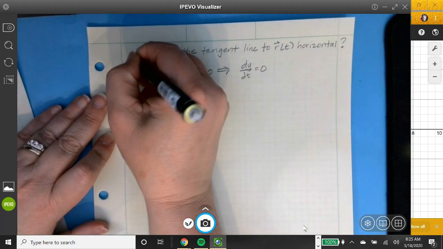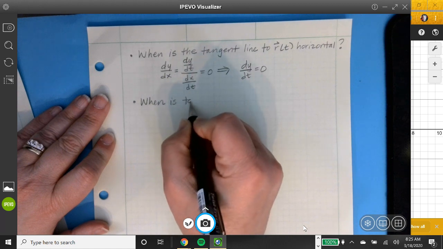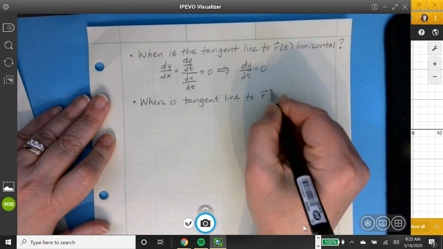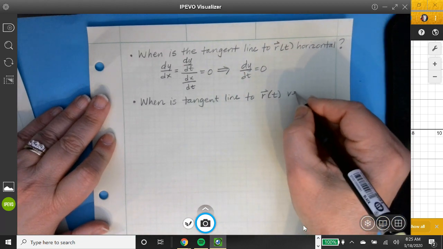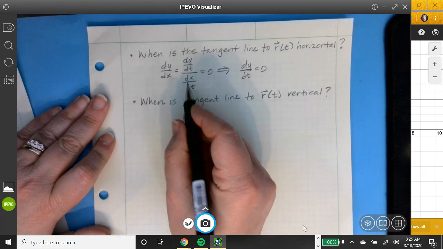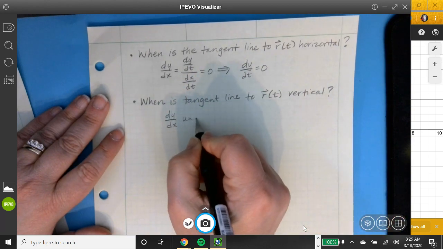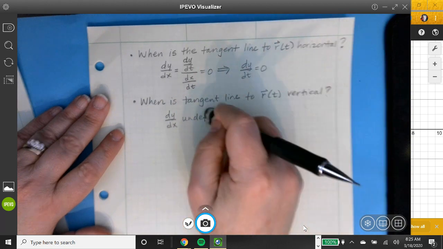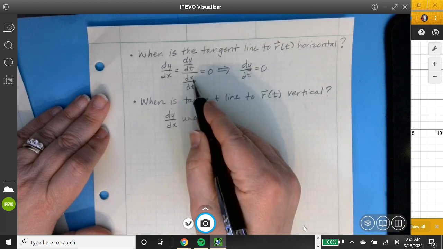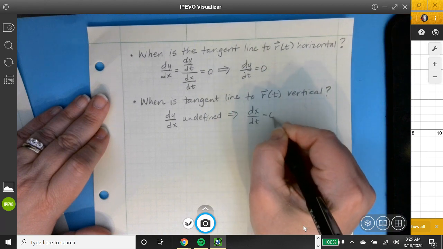Okay? And then similarly, we like to know when the tangent line is vertical. Well, that's, again, when dy/dx is undefined, right? So dy/dx would be undefined. If we look at the fraction above, we can see that it's undefined when dx/dt is equal to 0.